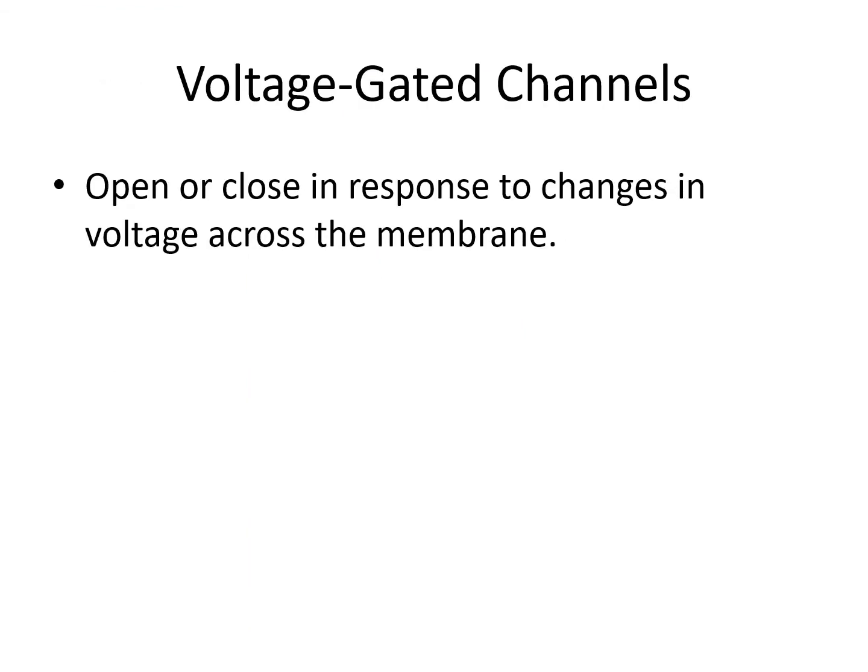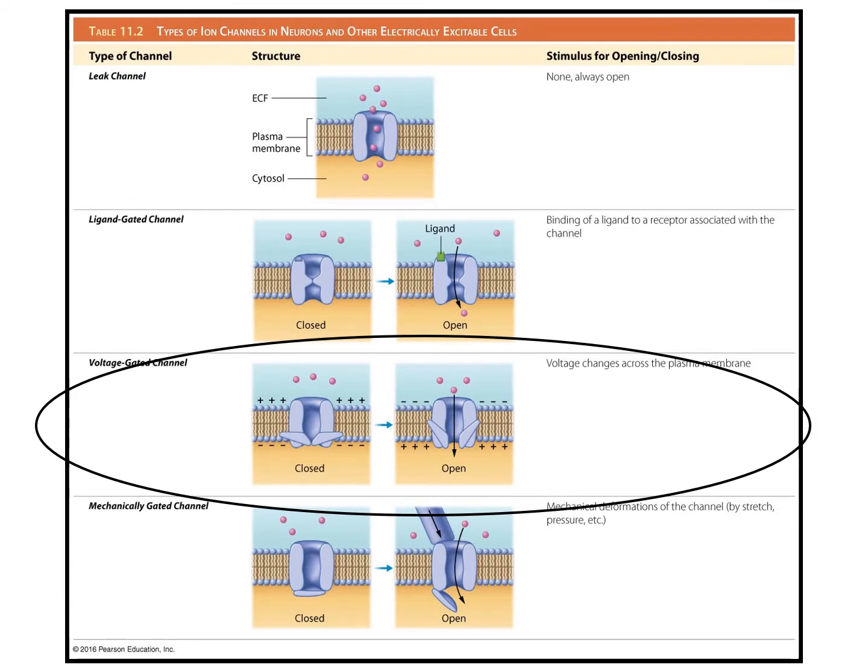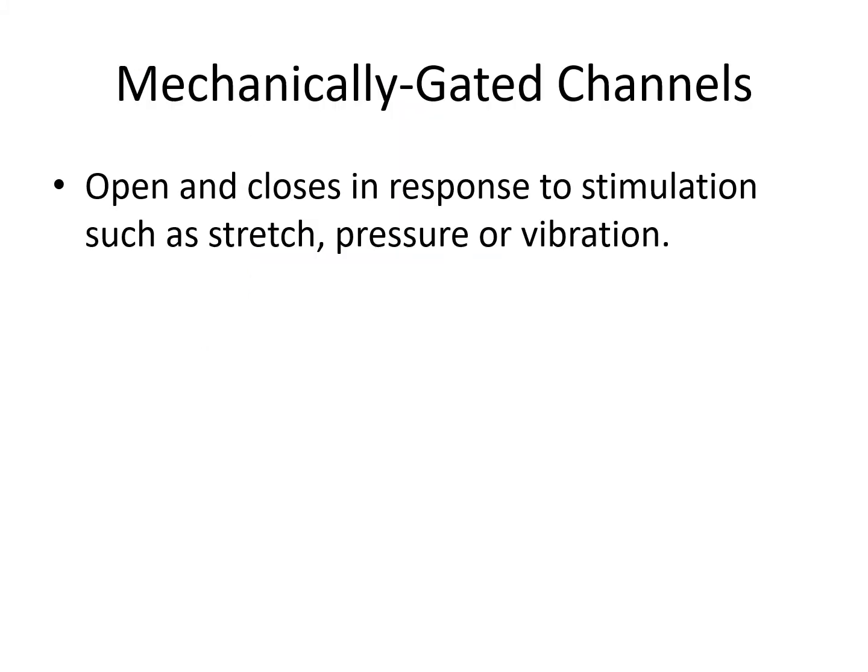We also have voltage-gated channels, which open and close in response to changes in voltage across the membrane. These you learned about in SCB 203 because they're present in skeletal muscle, cardiac muscle, and you might have talked about them in smooth muscle. In voltage-gated channels, a voltage change will either open or close the channel with little gates that respond to the change in voltage. Finally, we have mechanically gated channels, which open and close in response to stimulation such as stretch, pressure, or vibration that physically manipulates the environment around the channel.